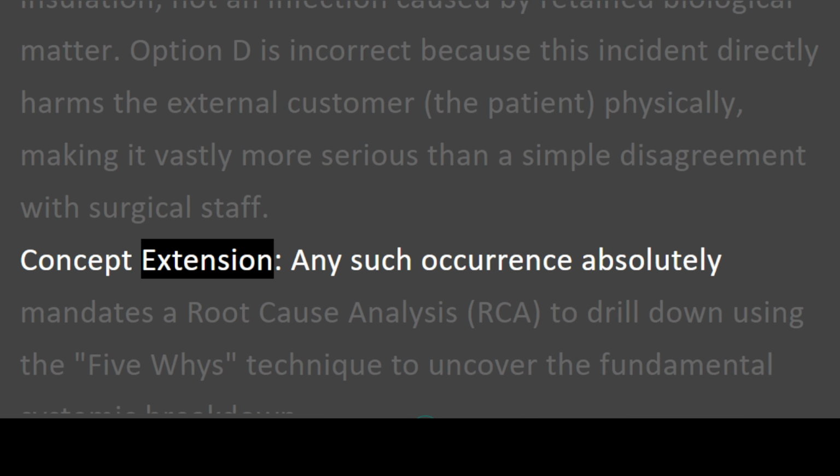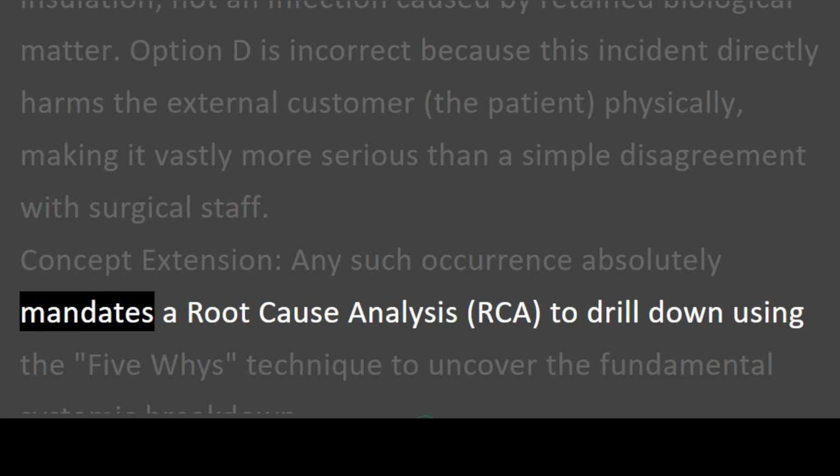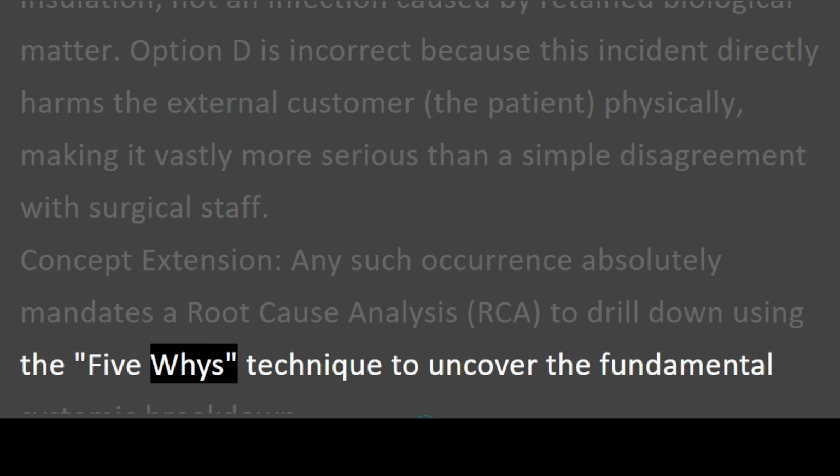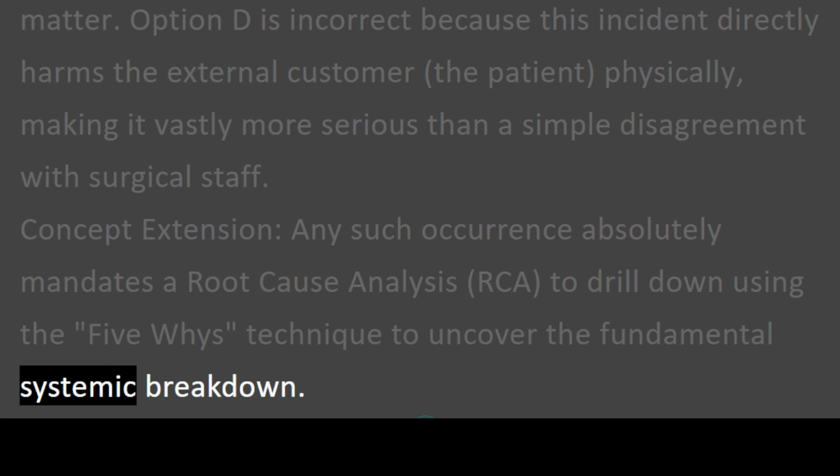Concept extension. Any such occurrence absolutely mandates a root cause analysis, RCA, to drill down using the 5 whys technique to uncover the fundamental systemic breakdown.